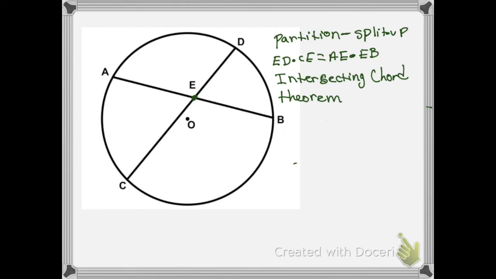Specifically, this is talking about the segment, okay? So what does that tell you? All it tells you is that if you have two chords and they're intersecting, the product of one chord is equal to the product of the other chord. That is all we are saying in this scenario, okay?